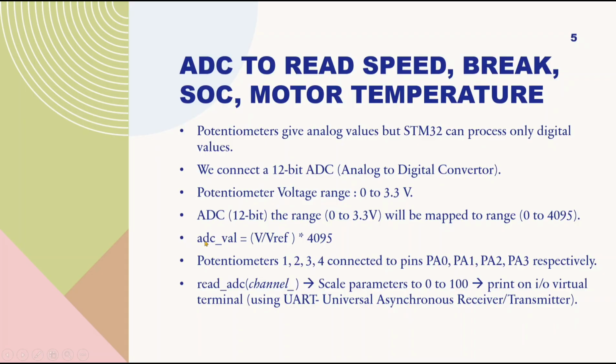This is the formula for converting the analog values into digital values. This V is the current voltage. It is between 0 to 3.3 and V reference is the 3.3 volts, and dividing them and then multiplying by 4095 gives the digital value, and this function is used for reading the ADC value.